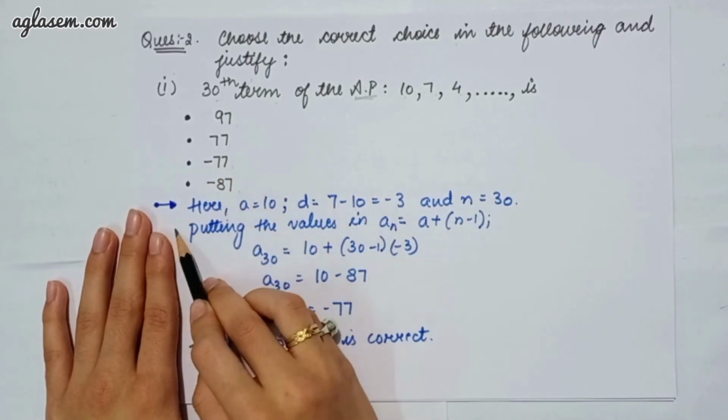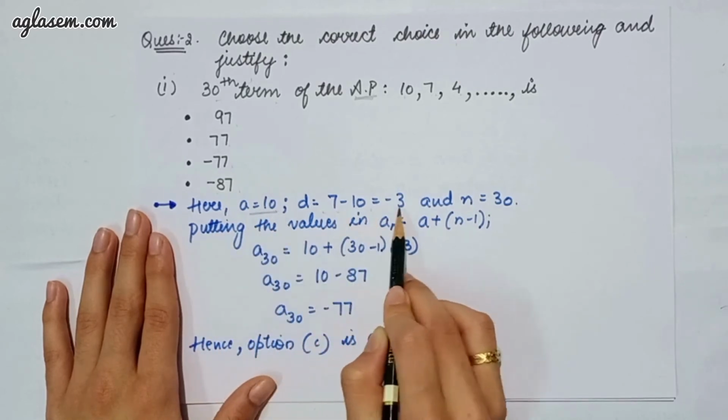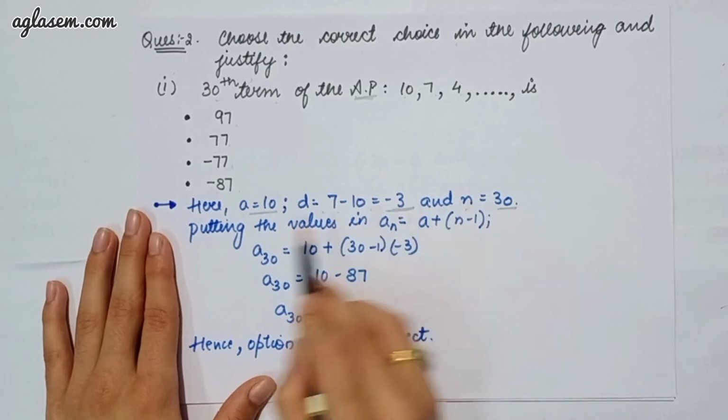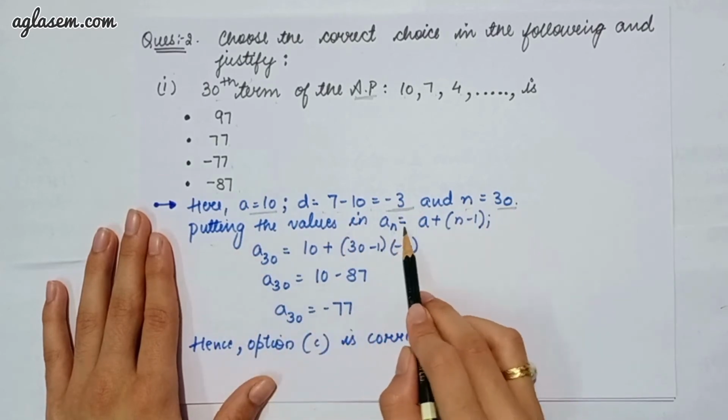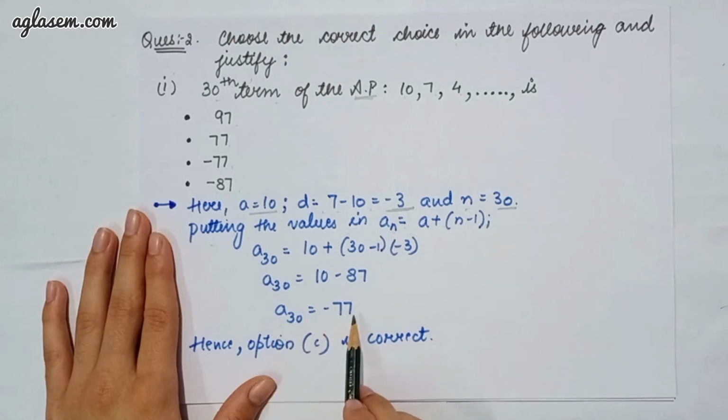So the answer is here A is given, that is 10, D is given, that is 7 minus 10, which is equal to minus 3 and N is given, that is 30. So again we have to put the values in AN is equal to A plus N minus 1 into D. It will give you A30 as minus 77. So option C is correct.